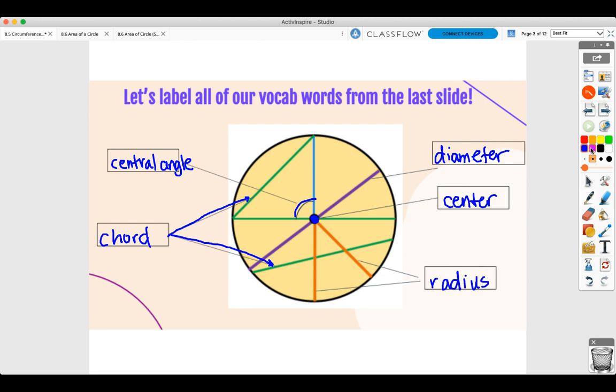And if you recognize, the diameter is formed by this radius and this radius. So it's actually two radii that form a diameter, and they just go straight across. They're not bent at all. It just goes straight across from the center.